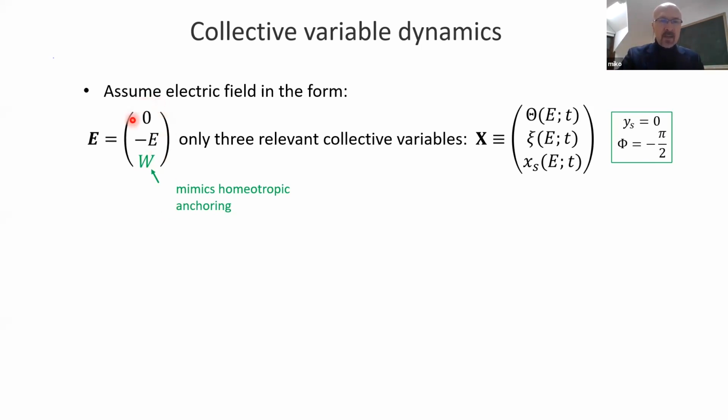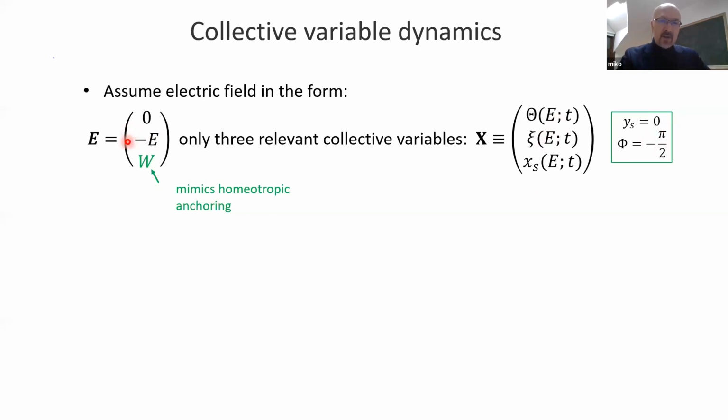So when we select the electric field in this form, it turns out that only 3 collective variables are relevant, which I denote by capital X. Is the polar angle theta, which depends on electric field and time, twist wall, and X coordinate of the skyrmion center. The Y coordinate of the skyrmion center doesn't change. And the capital phi, the azimuthal angle of the far field background, will align fast into the plane of the electric field and will stay constant.